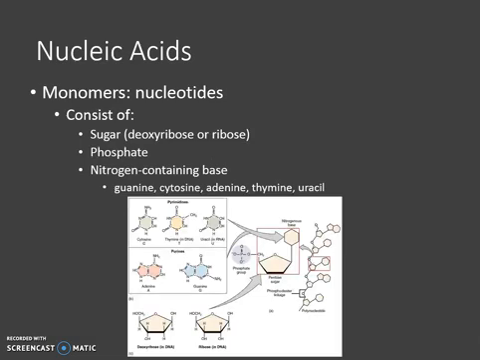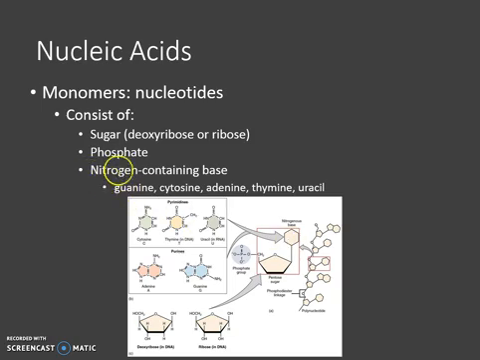The monomers of nucleic acids are smaller building blocks or molecules called nucleotides. And nucleotides have basically three major components to them. They consist of a sugar. If it's in DNA, that sugar is deoxyribose. If it's in RNA, it is ribose. There's also a phosphate group, and then a nitrogenous base, or a base that has nitrogen in it.